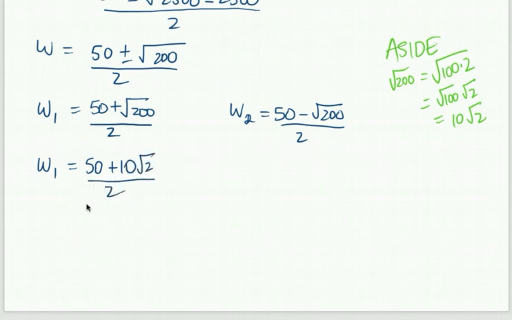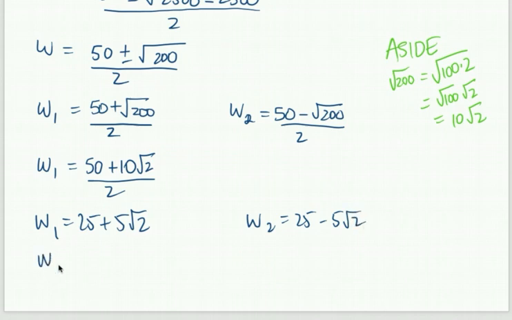All right, and then I can simplify this out. So 50 divided by 2 is 25. 10 divided by 2 is 5 root 2. Okay, so there's the first one. And the same with the second one, you would end up with 25 subtract 5 root 2 like that.